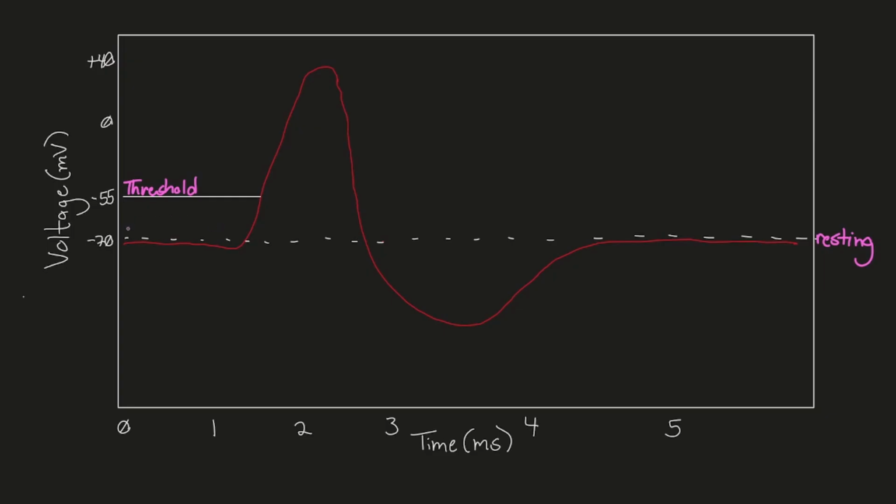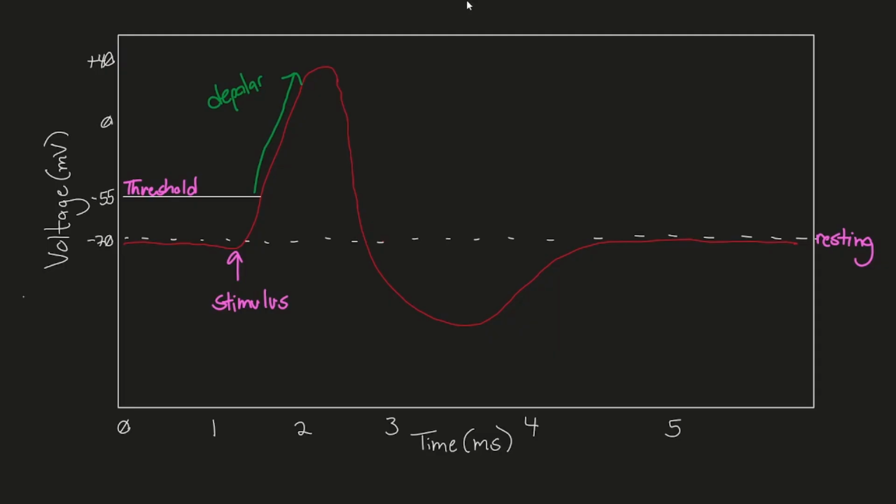So what we can see here is once it reaches the threshold, that's when the action potential fires. So there has to be a stimulus here, a stimulus that causes the voltage in the cell membrane to reach negative 55 millivolts or higher, and then the action potential fires. Now once it fires, there's a few things that we can see here. First is this upward event. This is called depolarization.